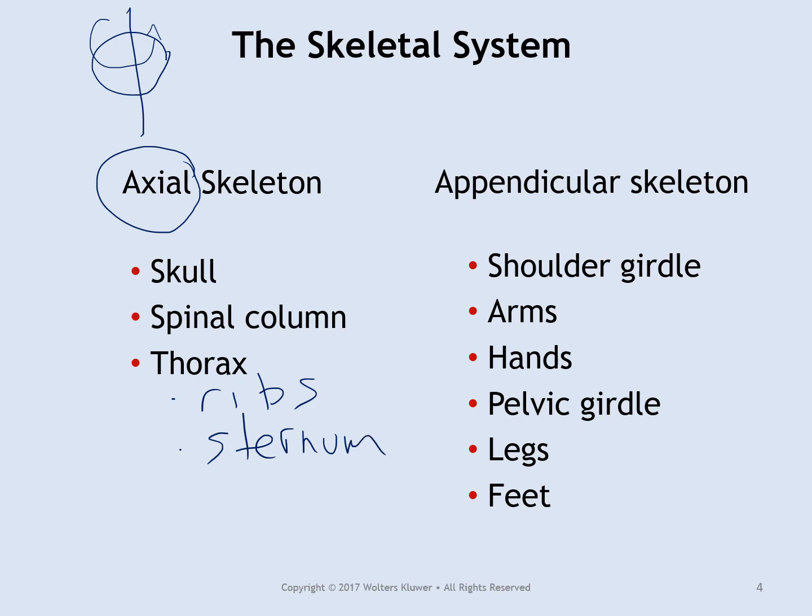Your appendicular skeleton is everything else then. Your shoulder girdle, which includes the clavicle and the scapula. The bones of the arms, the bones of the hands, the pelvic girdle, which is all of the bones of the pelvis that we'll look at in a little bit, and then the bones of your legs and your feet.